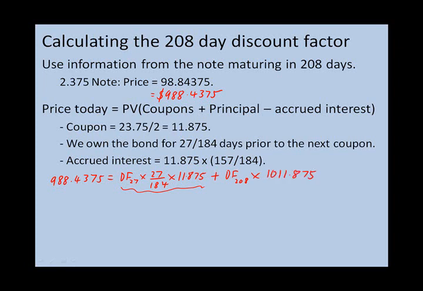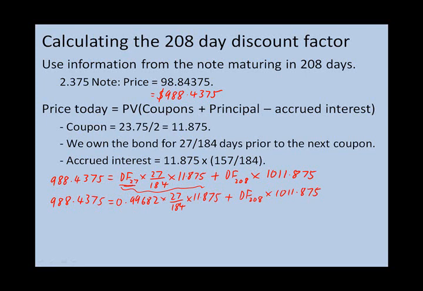We already know the discount factor for 27 days. We calculated that earlier. Let's substitute in that information. The discount factor was equal to 0.99682 times 27 over 184 times 11.875 plus the discount factor for 208 days times the cash flows in 208 days.